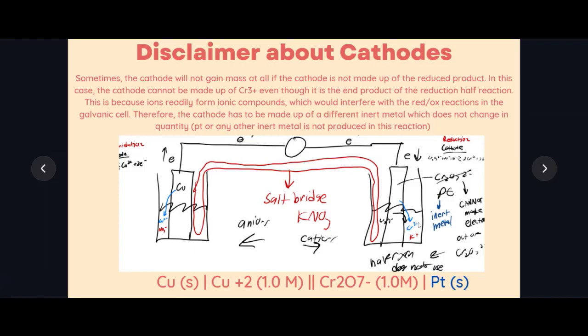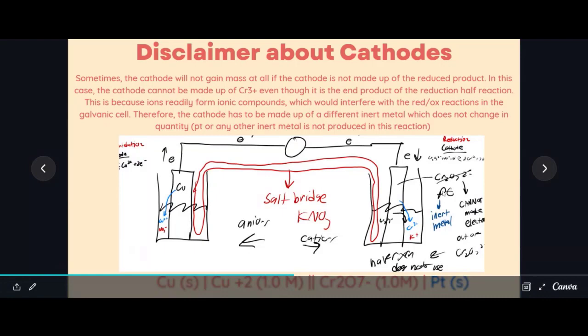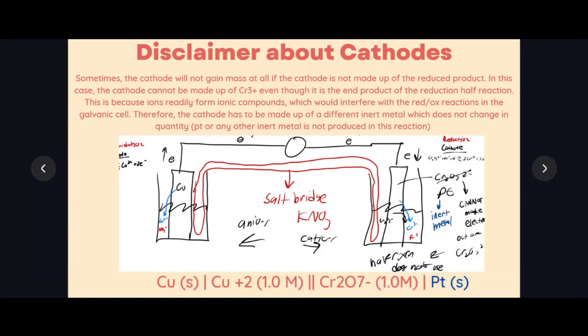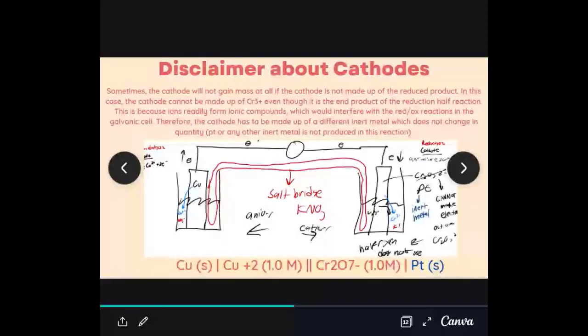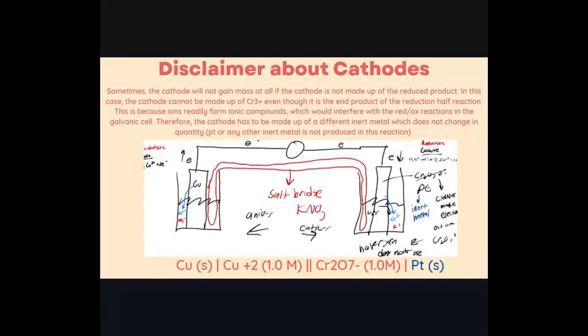So in this case, if you're generating an accumulation of Cr3+, and a question were to ask what happens to the mass of the cathode, well, nothing happens, because Cr3+ is generated, and notice how Pt isn't made in this reduction reaction. It's not going to change the mass. That was a lot to say.